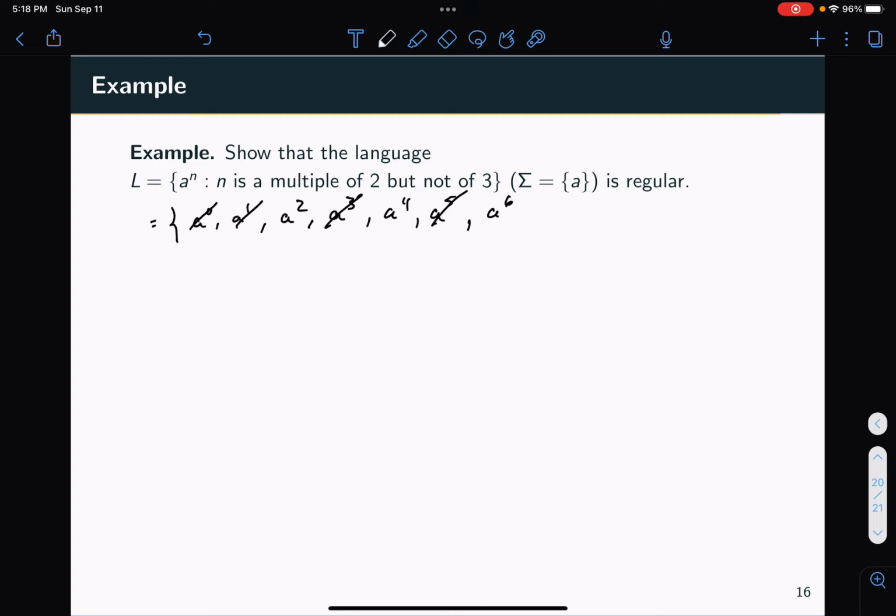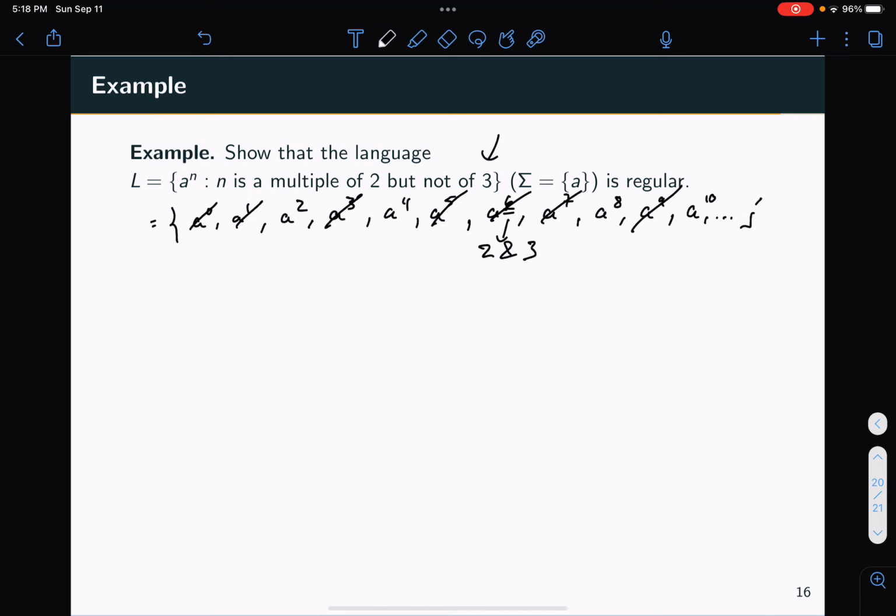6 is special, because 6 is a multiple of 2 and of 3, and so that doesn't respect this definition, because n has to be a multiple of 2 but not of 3. That I would reject, I don't want to accept it in my machine. Now what else? a^7 is not going to be in my language because it's prime. a^8, yes, this is a multiple of 2 and not of 3, so that's good. a^9 is a multiple of 3, so already that's not good. a^10 is a multiple of 2 and not of 3.